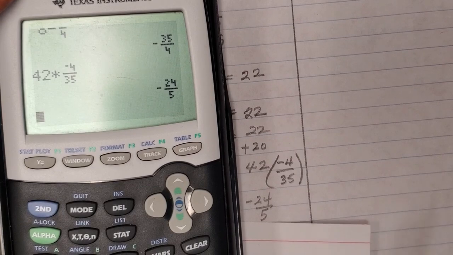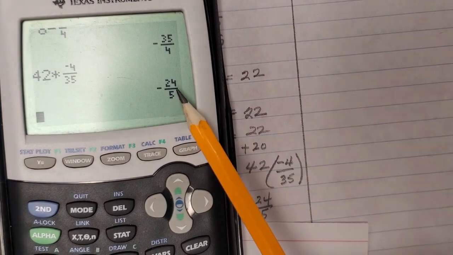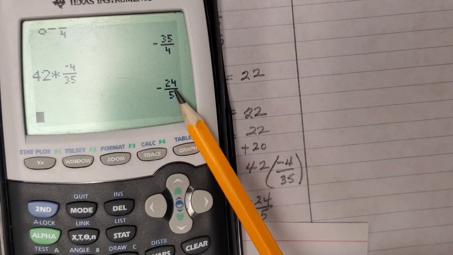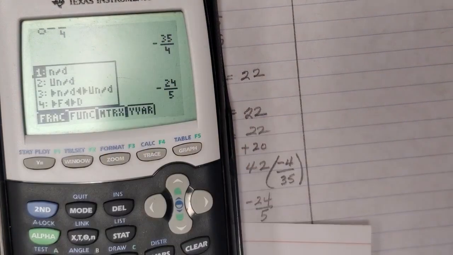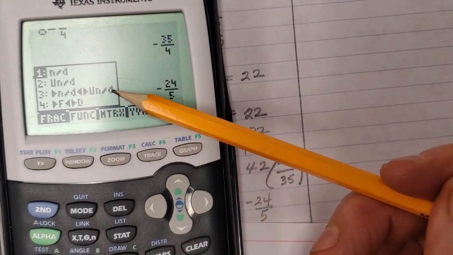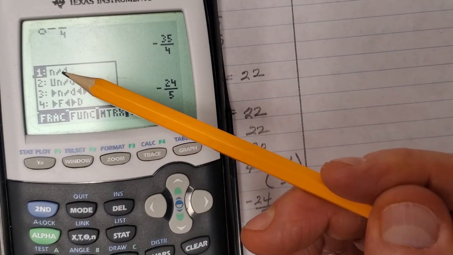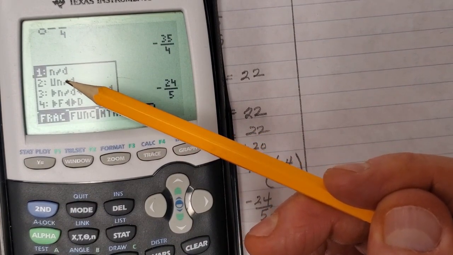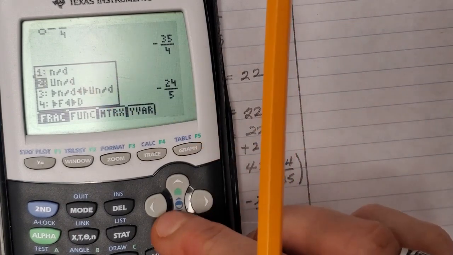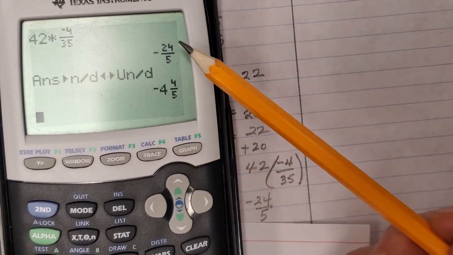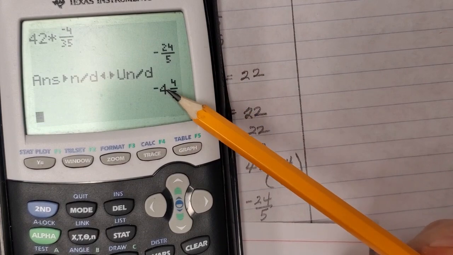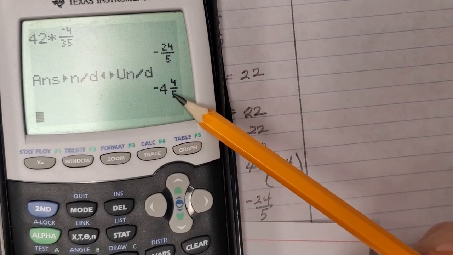So let me show you how I can change negative 24 over 5. That's an improper fraction, right? So let me show you how to change it to a mixed proper fraction. Ready? Everybody got that? So go alpha y equals, go down to the third option. The third option switches from a proper or improper fraction to a mixed proper. Okay, so go down to 3, hit enter, and then enter again, and it just changed negative 24 over 5 to negative 4 and 4/5.